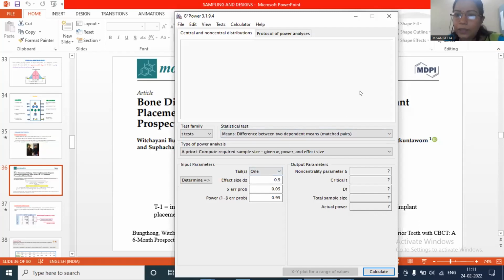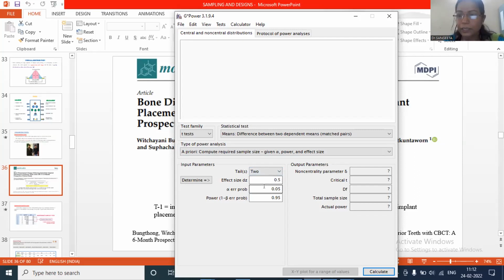Then I have to select whether it is one-tailed or two-tailed. Now this is based on your hypothesis that you write in your synopsis. Whenever you are writing your research protocol, you would have written your research question and your hypothesis. So you have to select whether it is one-tailed or two-tailed, which is decided based on whether it is directional or non-directional. So I'm selecting two-tailed.